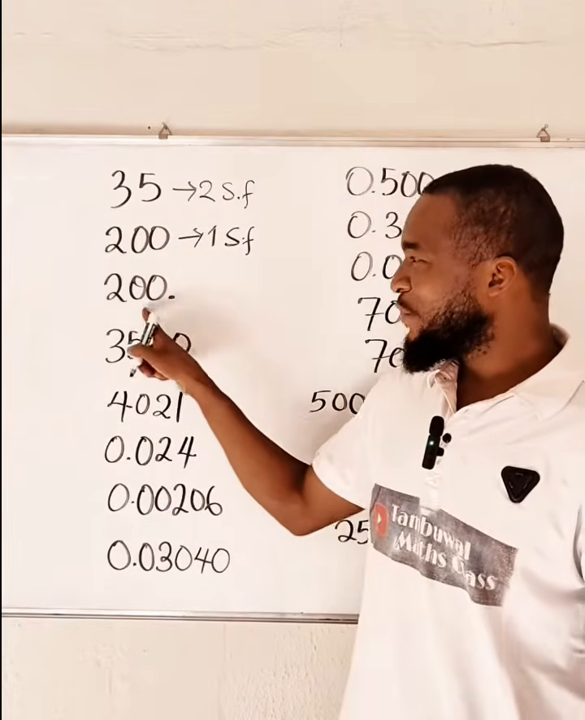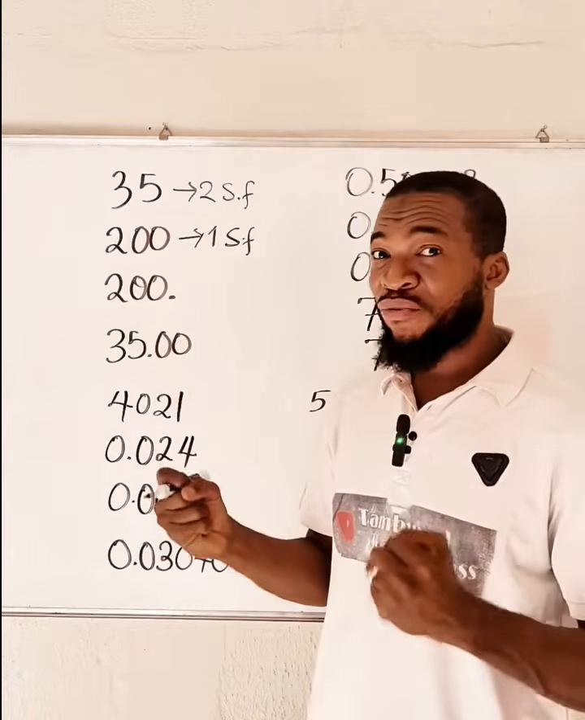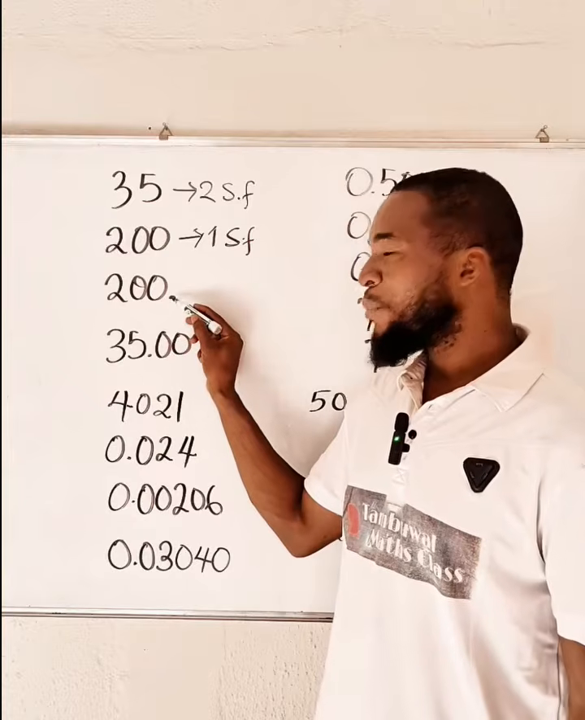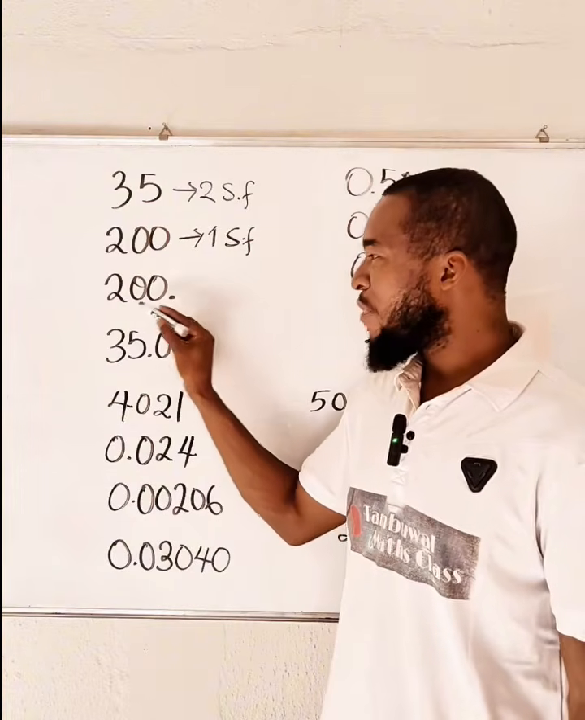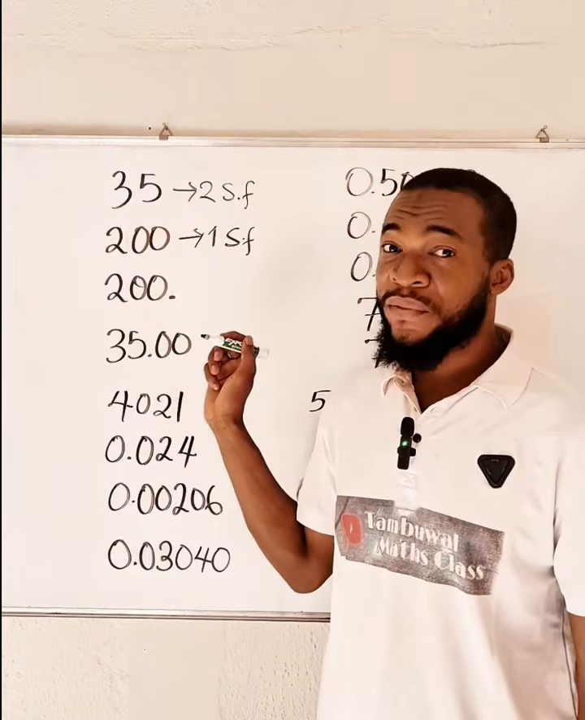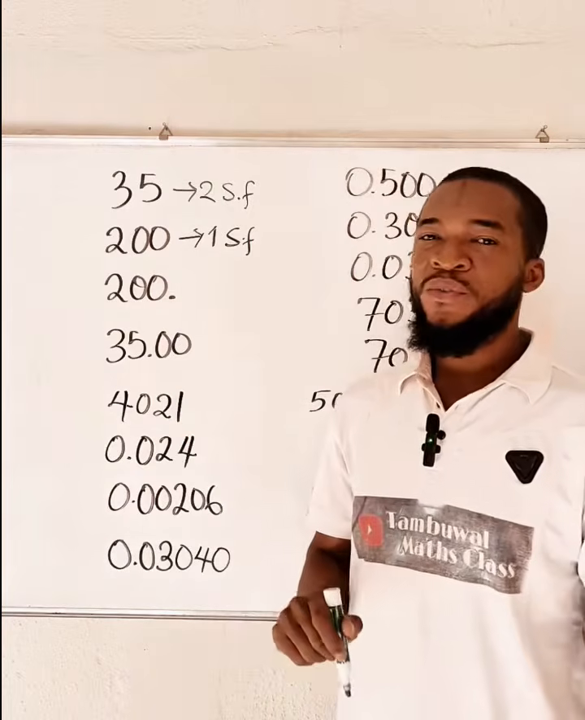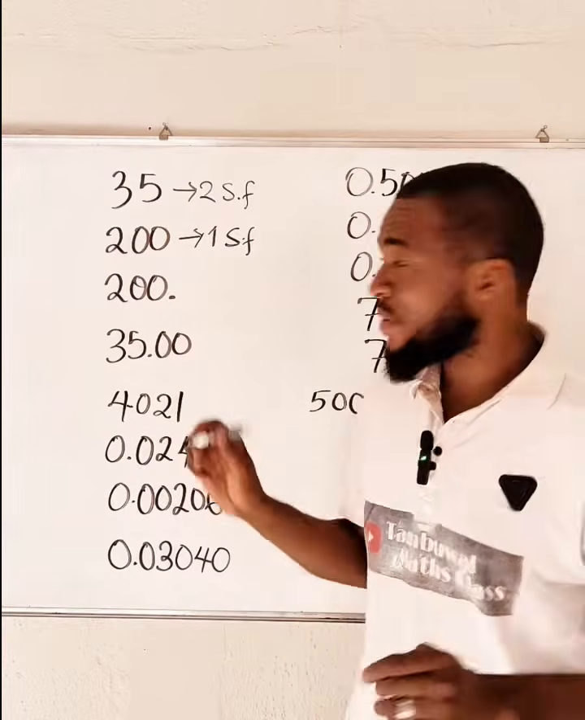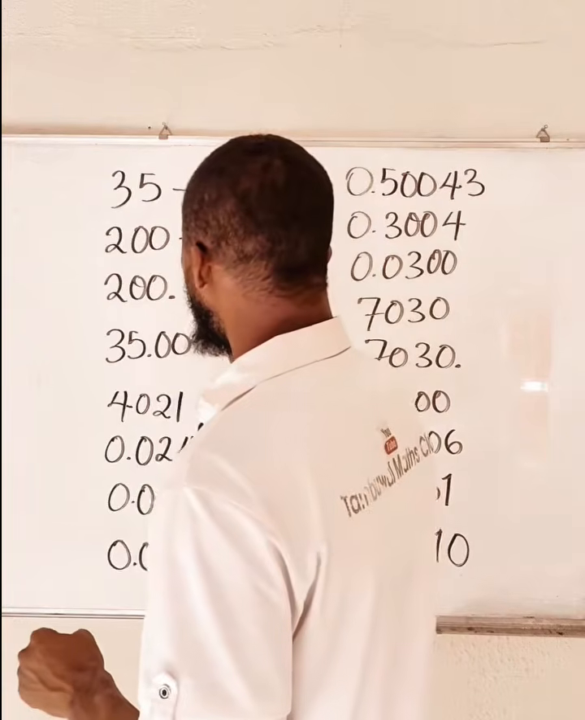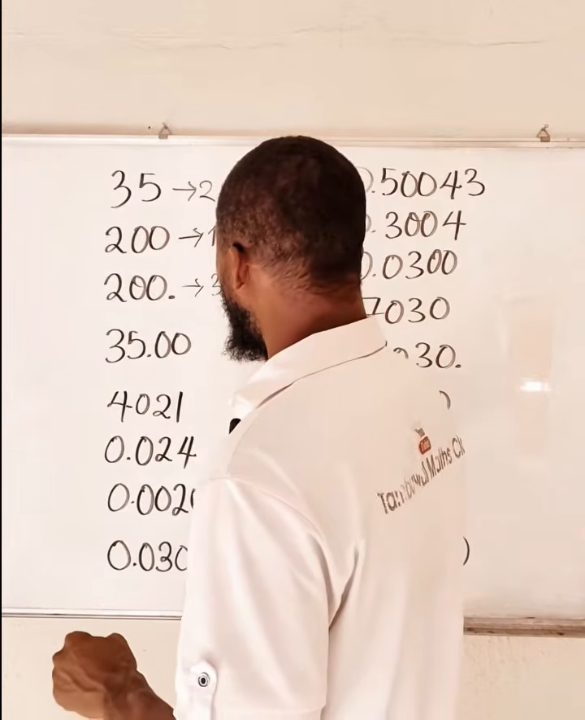But you can see that this is 200, this is 200. They have the same value, right? But we place a decimal point here in the end. Therefore, we have to consider these trailing zeros to be significant. In this case, 200., the whole of the 3 digits are significant. So we have 3 significant figures here.